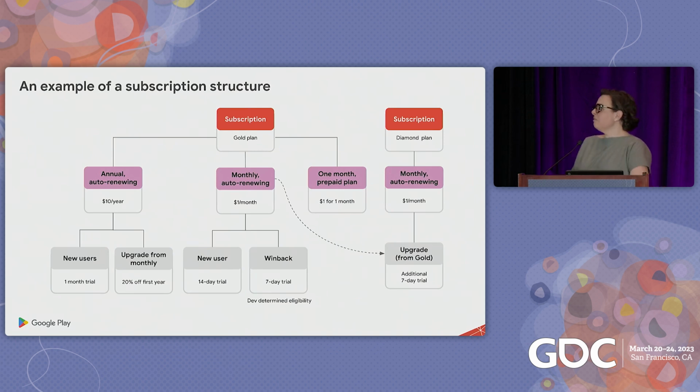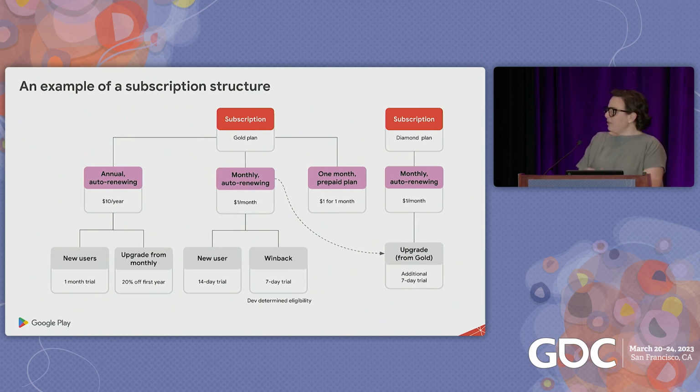So here is an example of a subscription structure. So maybe you have 2 different tiers of a subscription. You have a gold plan and you have a pricier option as a diamond plan. Now you can have an annual auto-renewing base plan, a monthly auto-renewing, and also a one-month prepaid plan. For prepaid plans, we have seen this be a key component of how to monetize in places where that is a very prevalent form of payment, places like Latin America or Asia.